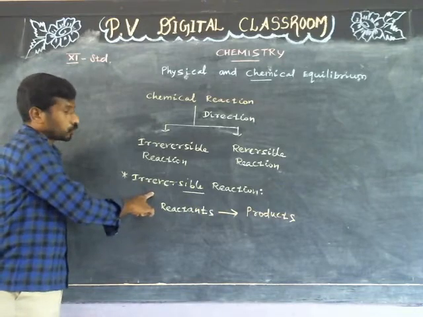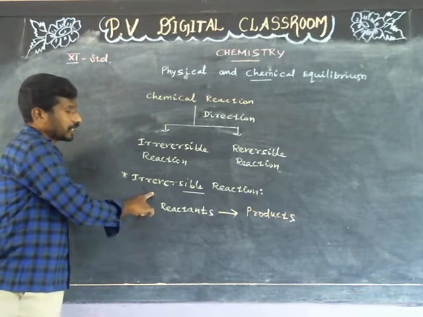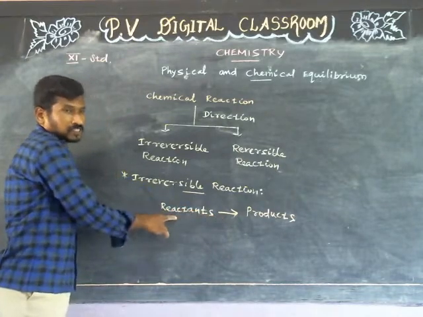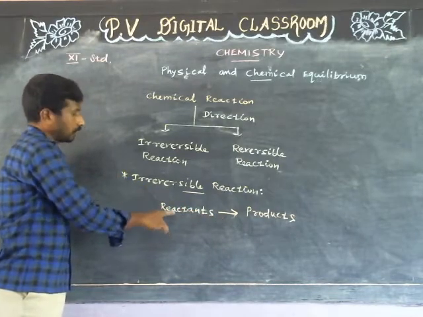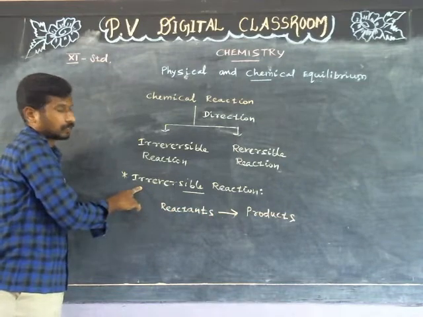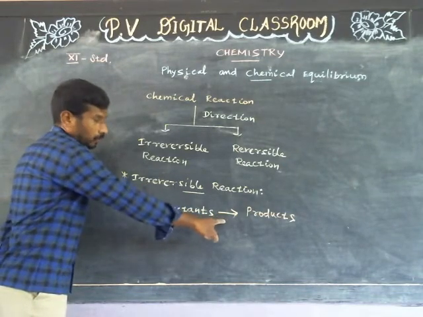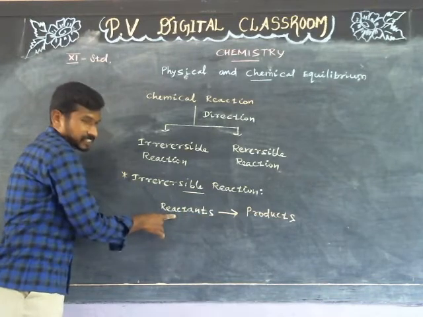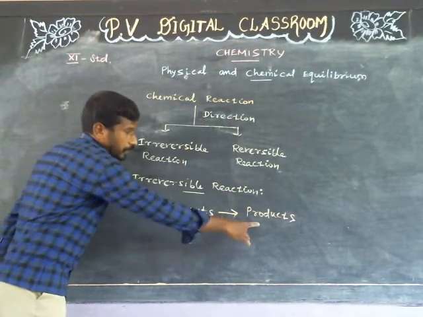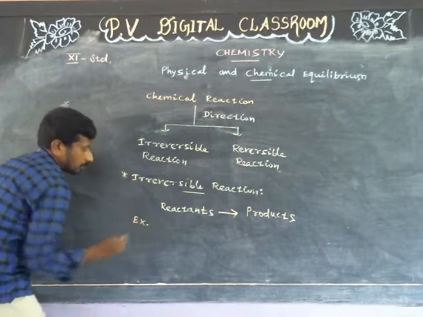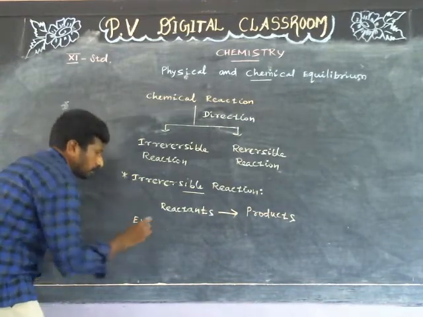A reaction which goes to completion in the forward direction and never proceeds in the backward direction is called an irreversible reaction. An irreversible reaction is represented by an arrow starting from the reactants and pointing towards the products. Example, precipitation reaction.